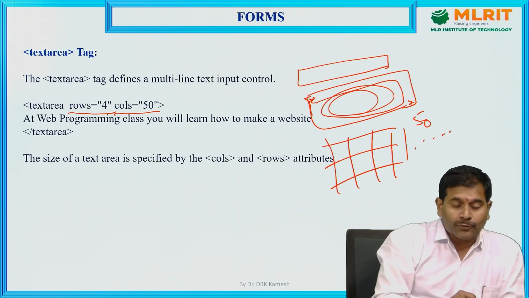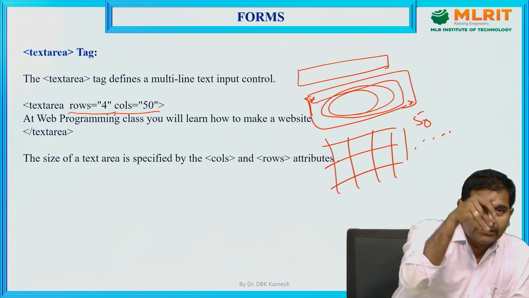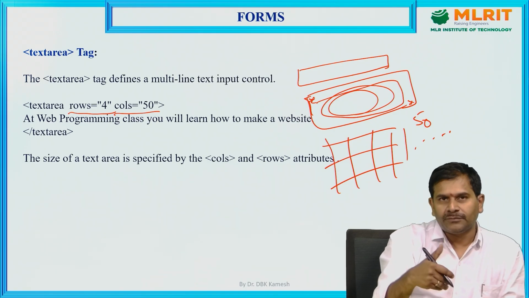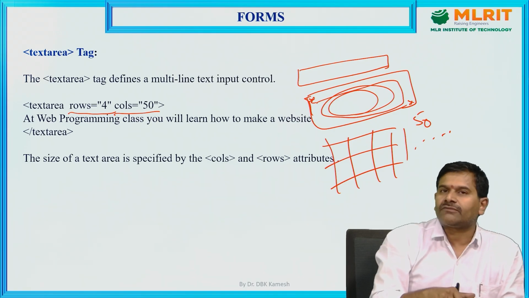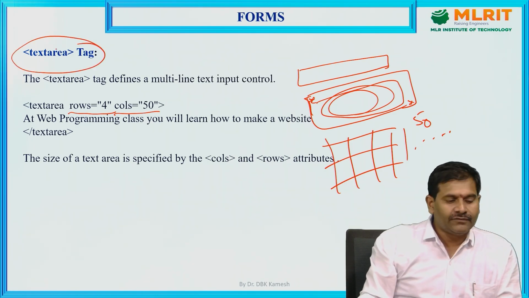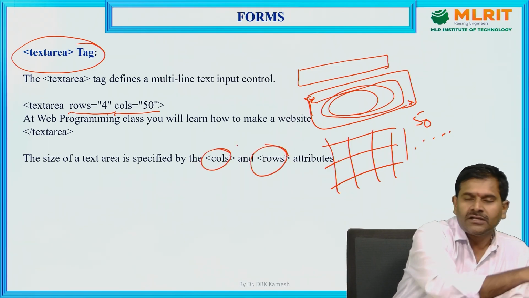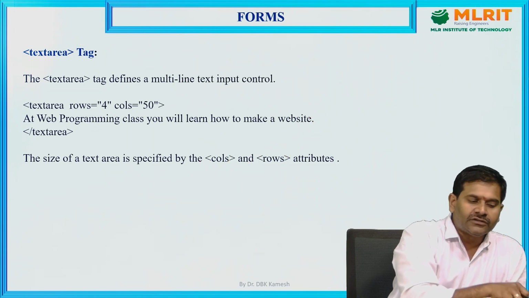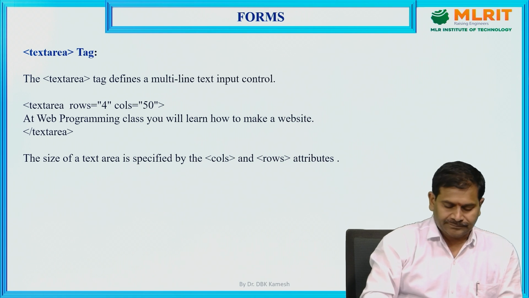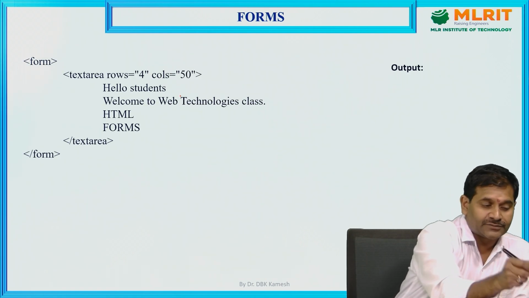In the web programming class you will learn how to make a website using these kinds of tags. This is called text area. Wherever you require it, you can specifically mention how many columns and how many rows you require. So we give textarea rows equals 4, columns equals 50. Next, how can you write it? Textarea rows equals 4, columns equals 50.